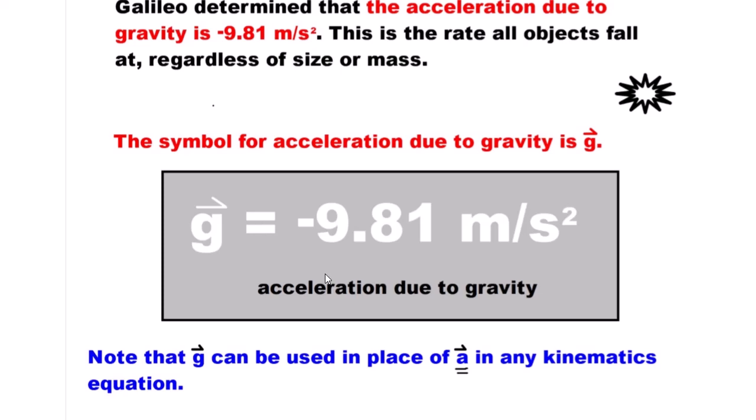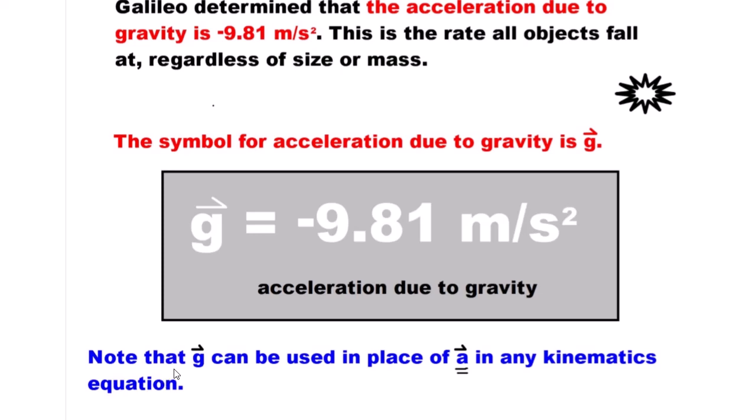And this is such an important value that we give it its own unit symbol. We're going to call this value g. g is negative 9.81 meters per second squared. That is acceleration due to gravity. And you'll find that in your data book on your physics page.